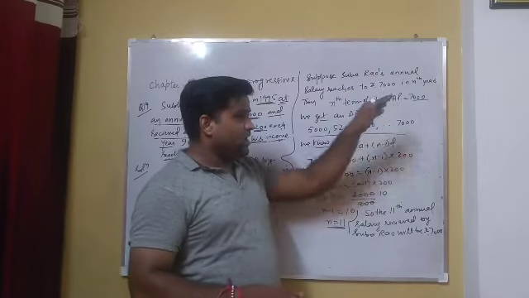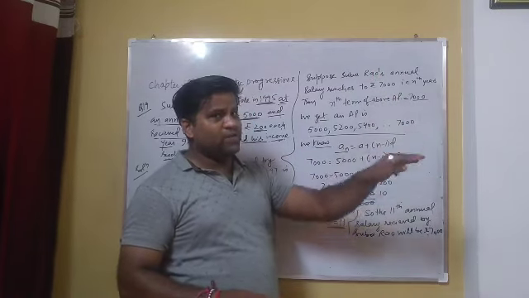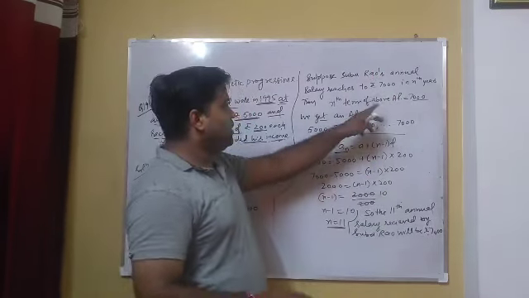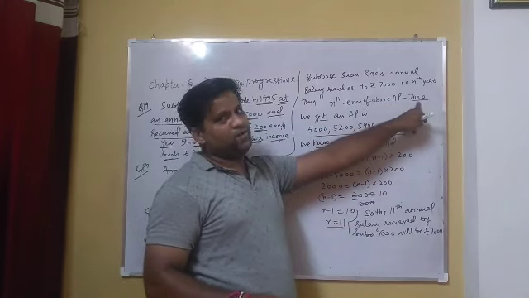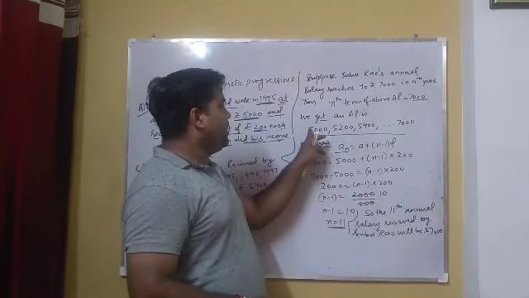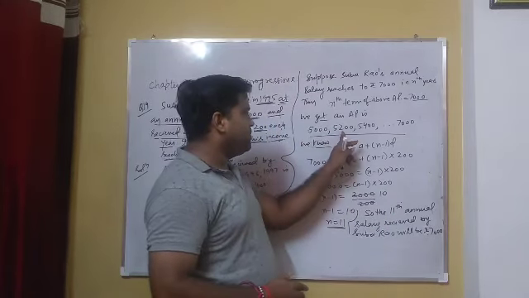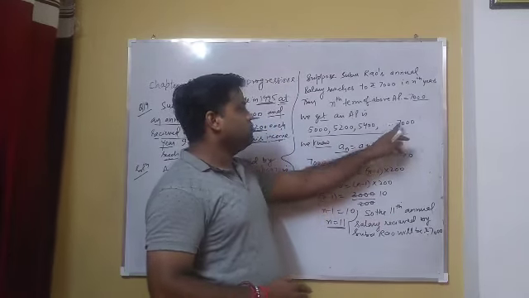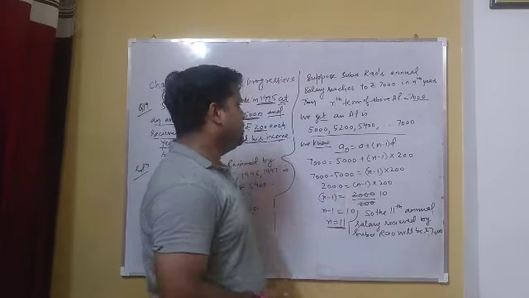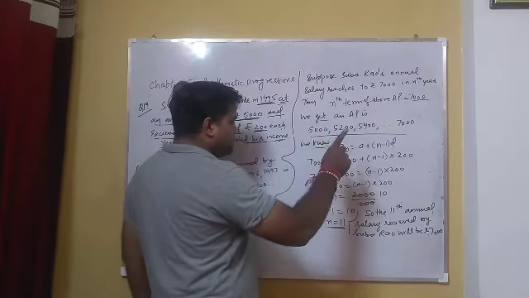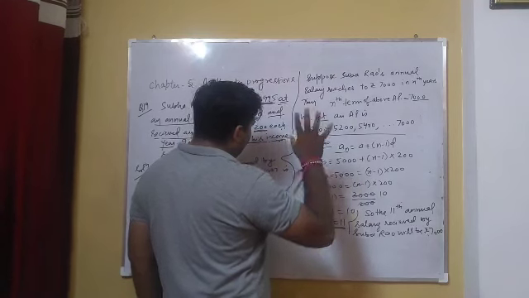Here there is an increment of rupees 200. Every year his salary is increasing, so it is the nth term of an AP. So we write again in AP form: 5,000, 5,200, 5,400 and so on up to the last term, which is 7,000. Now we have to find the nth term of that AP.